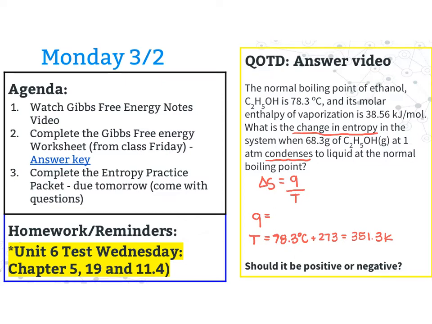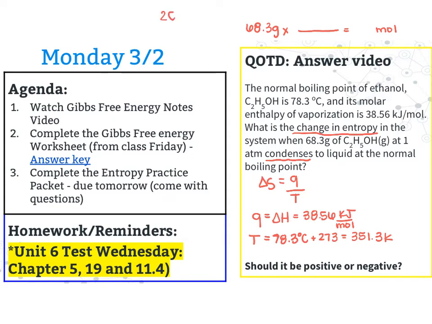Remember, in a constant pressure system, Q equals the delta H, which is 38.56 kilojoules per mole. Now, the question is, do we have a mole of ethanol? I don't know. We have 68.3 grams. So let's go ahead and just figure out how many moles that is. So I'm going to go up to the top here, 68.3 grams. And if I want to get grams to moles, I need to use the molar mass.